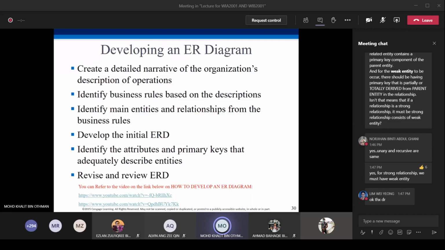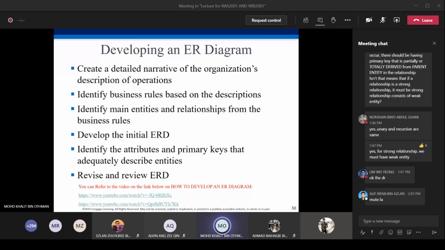Okay. After you identify entity and relationship based on your business rules, you have to develop the initial ERD. And then after that, you identify the attributes and primary key that adequately describe each entity. And then lastly, you can revise and review your ERD that you already drew.